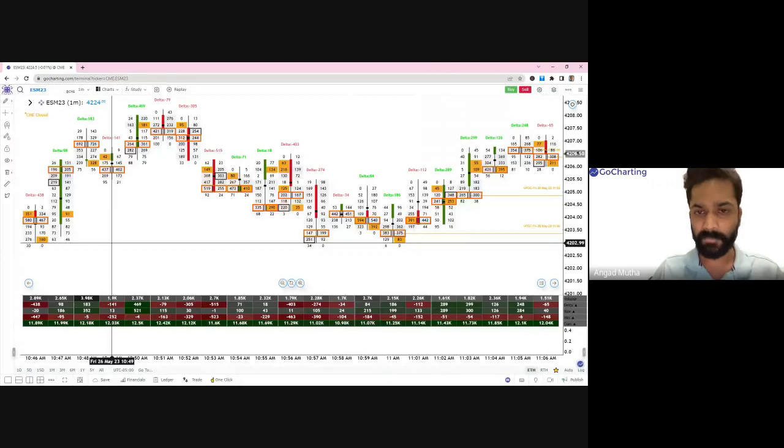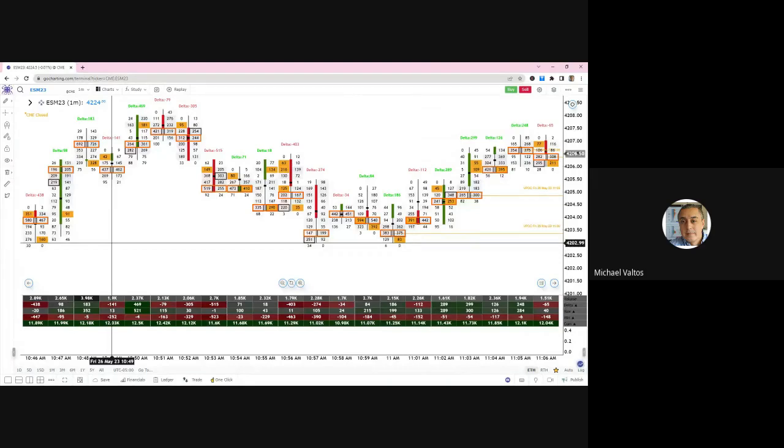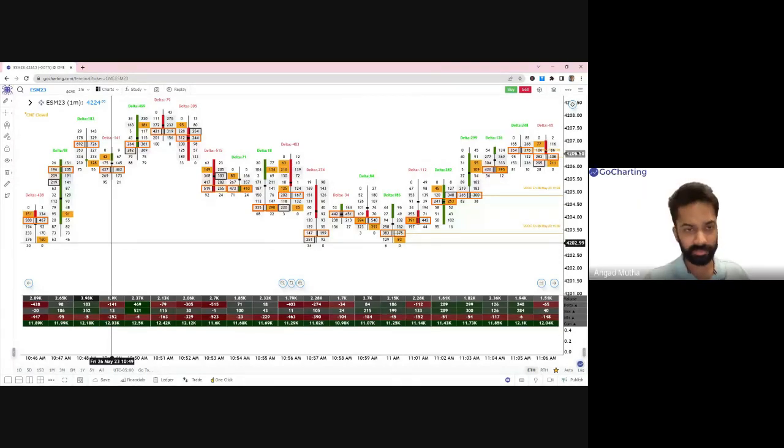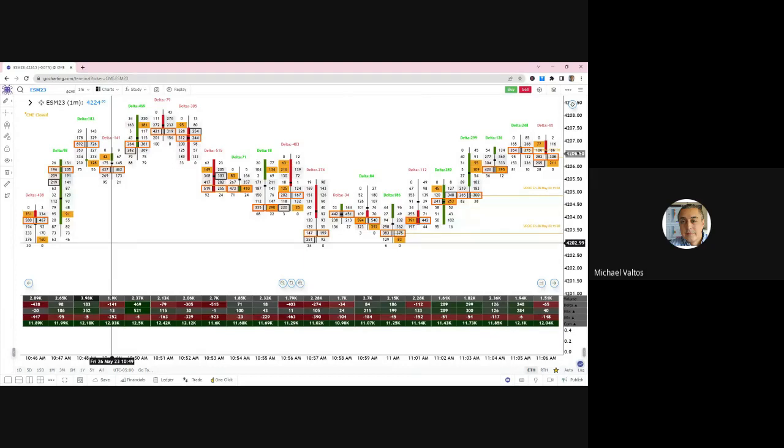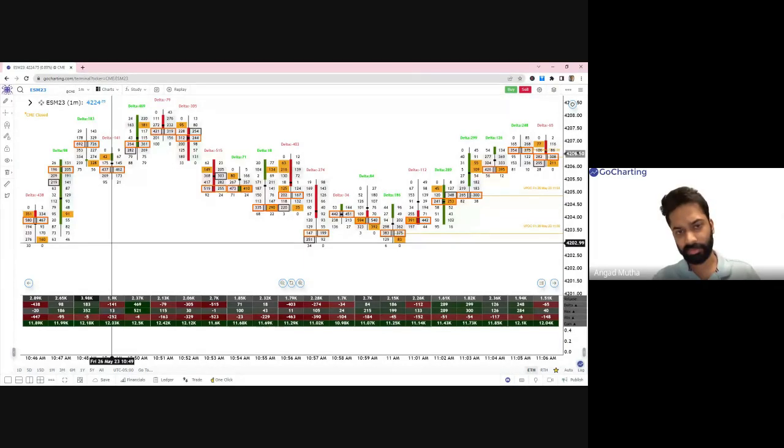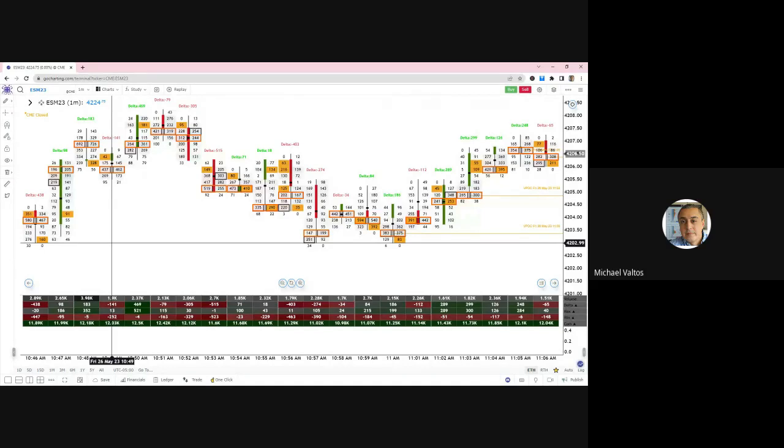Well, I like to look at it all the time. It's again depending on how you trade. I know guys that use order flow. They have levels that they calculate off of, let's say, a volume profile or even a normal bar chart.